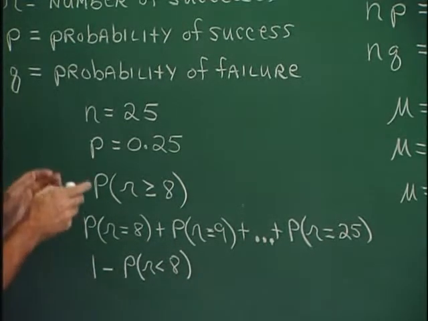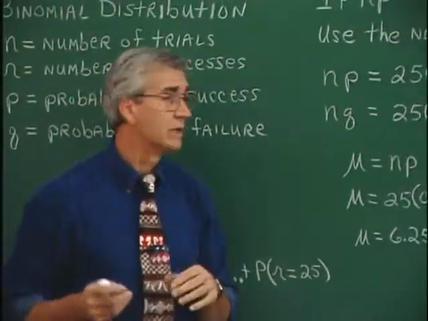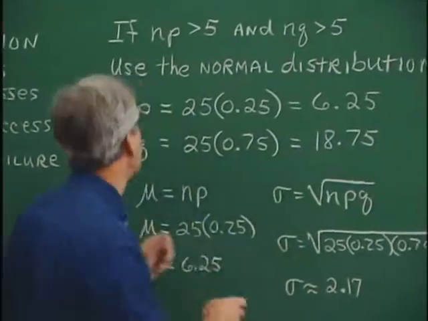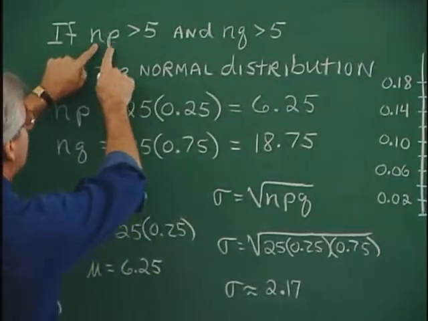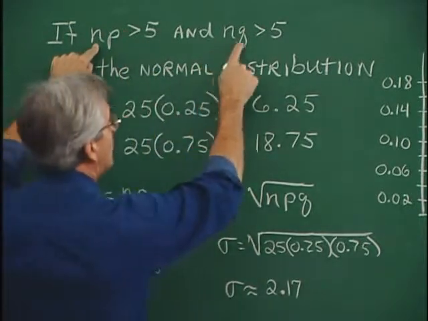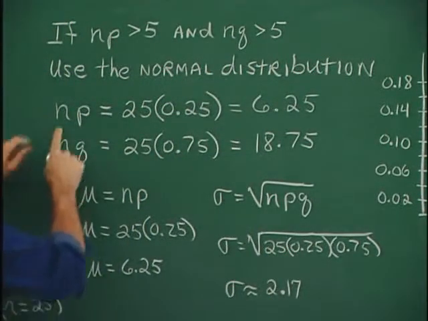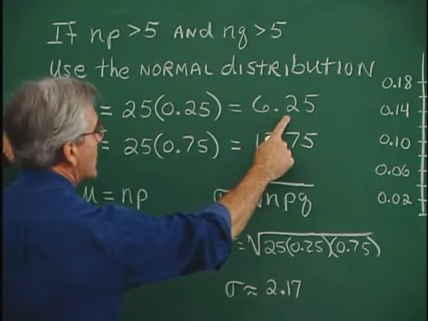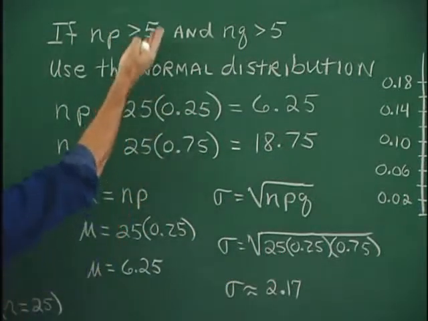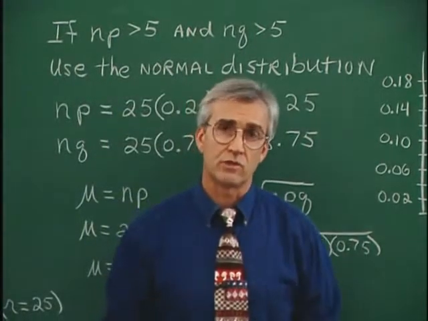Okay, now it turns out that a problem like this can be approximated using the normal distribution. And these are the circumstances under which the approximation becomes accurate: when n, the number of trials, times p, the probability of success, is greater than 5, and nq is also greater than 5, we'll use the normal distribution. Now for this problem, np is 25 times 0.25 or 6.25. nq is 25 times 0.75 or 18.75. So we meet the criteria then for using the normal distribution to approximate the binomial distribution.